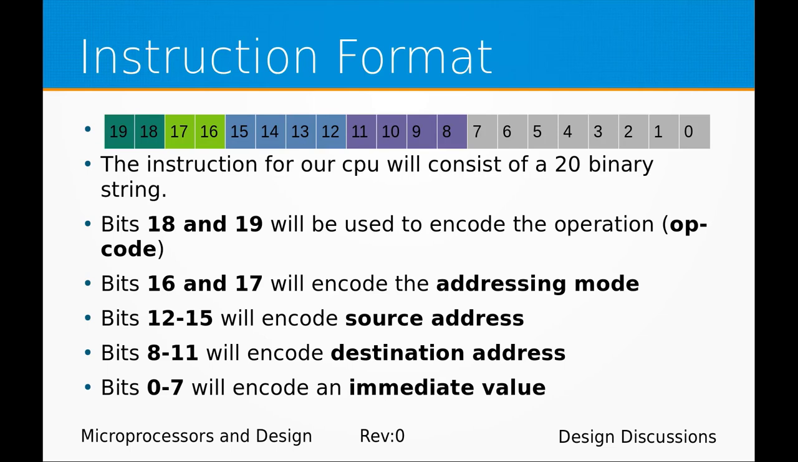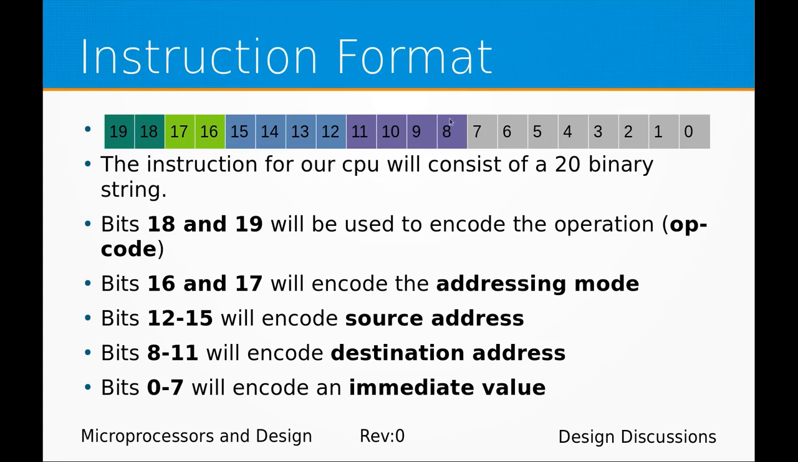But for operations which require two inputs, for instance addition, we need to get those two inputs from different locations. In that case, bits 12 to 15 represent a source address. Bits 8 to 11 are also a source address because we are getting our operands from both of them. But bits 8 to 11 are also our destination address because that is where we intend to store our final results. So we will just call it our destination address, although it can serve as a source address for some operations. And then bits 0 to 7 will encode an immediate value.